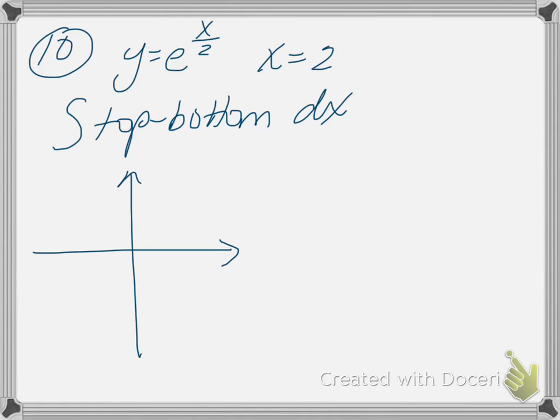Now I know x equals 2 should be a vertical line at 2, so there it is. And I know that e to the x over 2 is going to be an exponential of some sort, but I'm not really sure what that looks like. So let me consider some different values and make a table. When x is 0, I get 0 over 2. E to the 0 is 1. So that means there's a point at 0, 1.